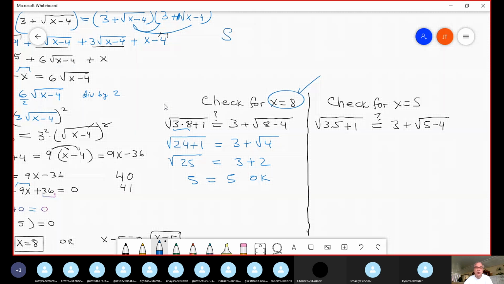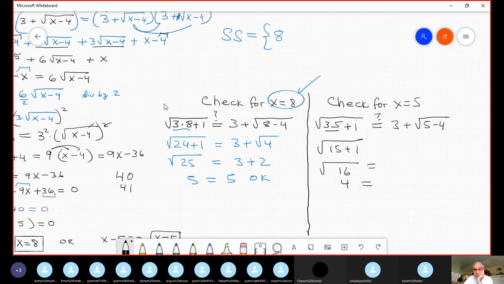When you write the solution set, you open with 8, comma, something. I don't know if 5 works or doesn't work. If it works, I put comma 5. If it doesn't work, I don't put comma 5. Again, order of operations: 3 times 5 is 15, 15 plus 1 is 16, and the square root of 16 is 4. And the right hand side, 5 minus 4 is 1, the square root of 1 is 1, and 3 plus 1 is 4 again. Both solutions work. So we have in this question 2 solutions, 8 and 5. Any question?